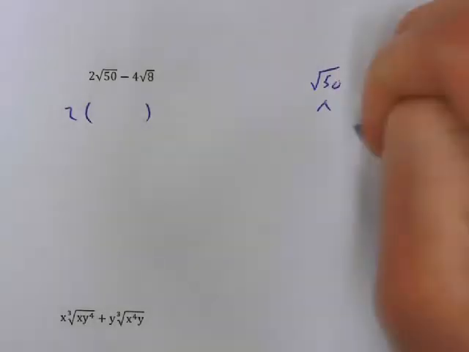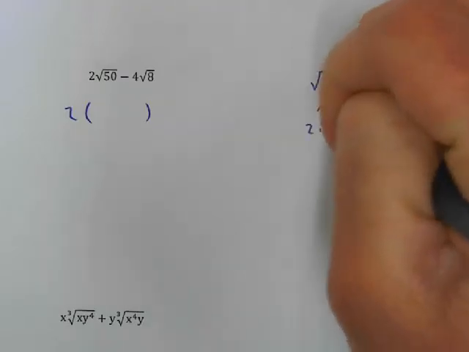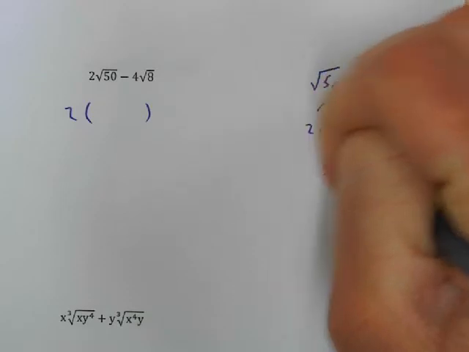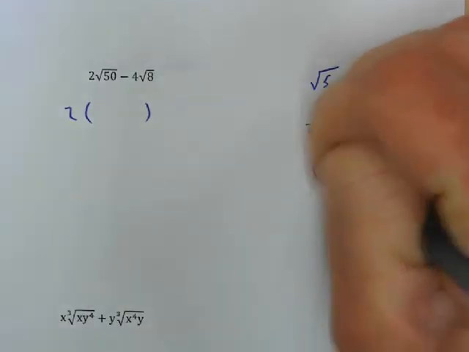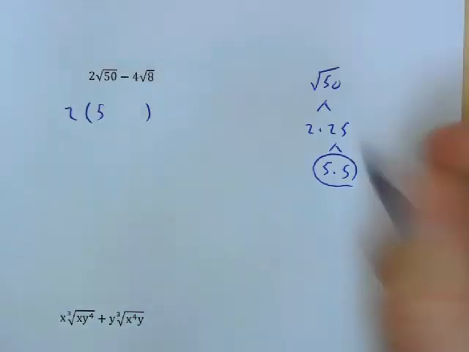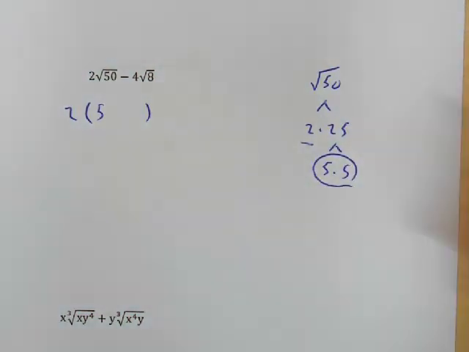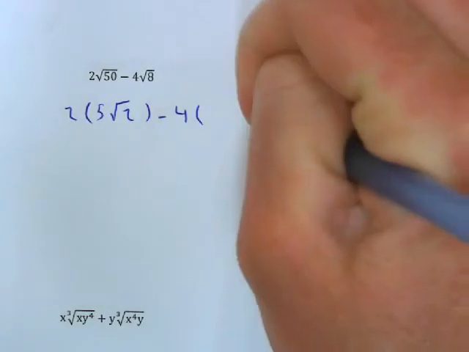Well, I can break that down. 50 is 2 times 25. 25 is 5 times 5. So I have a pair of 5s I can take out of the radical. And then what's left over? Well, I got a 2 left over. So 5 root 2 minus 4 times whatever the square root of 8 is.